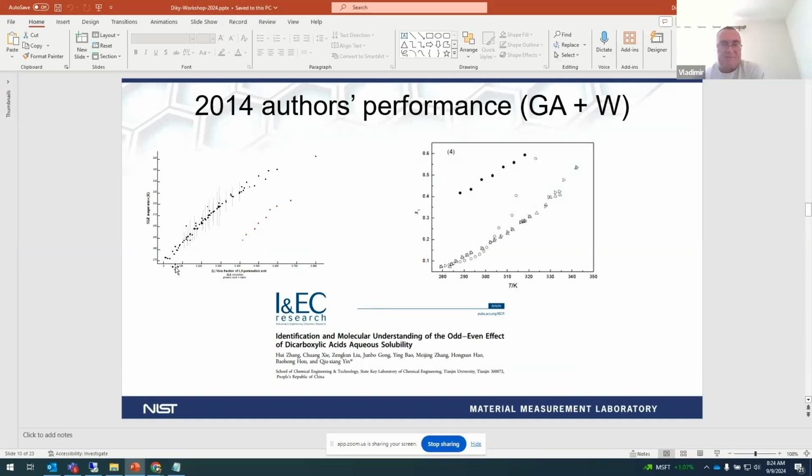The 2014 publication. If we take a look at another publication by the same authors, we see terrible results. There is another system, I believe glutaric acid plus water, a bit different system. But you see on the left side, the red dots are very inconsistent with all other data and with any modeling. But the good thing is that the authors apparently honestly reported their erroneous data, and it was published. It is evident that a huge inconsistency exists, but it was still published.